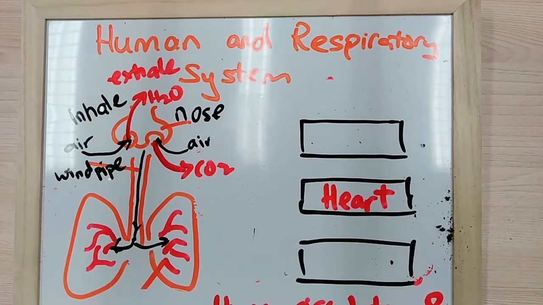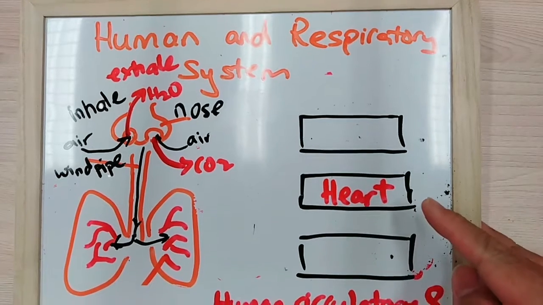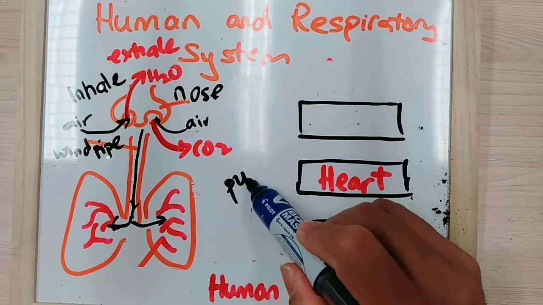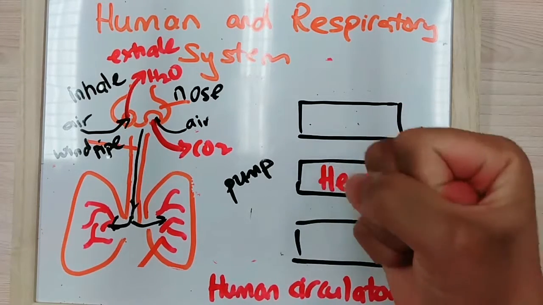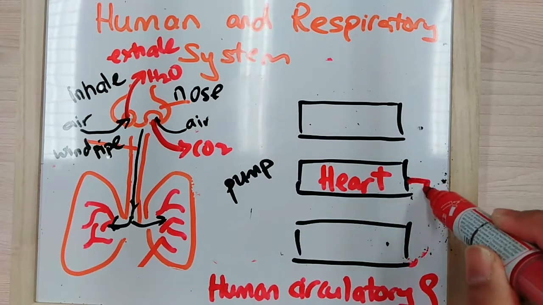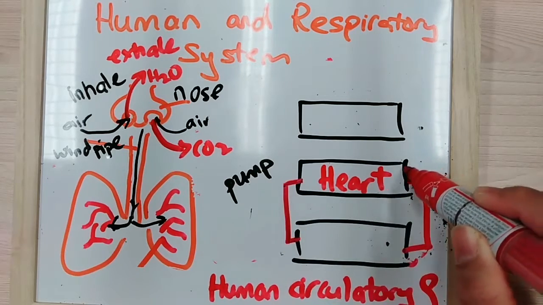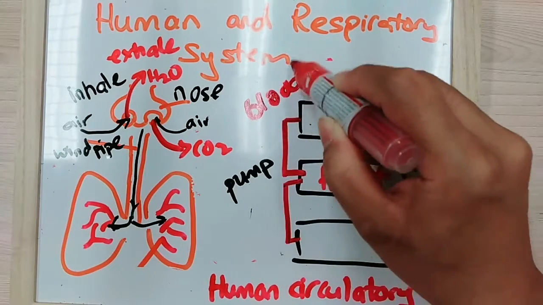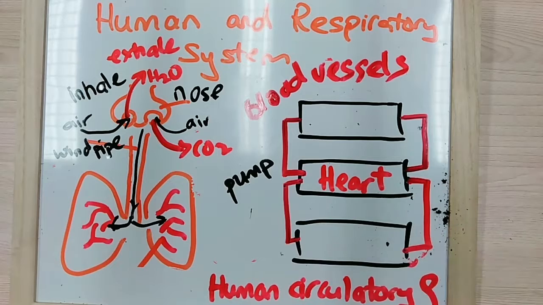The heart is a key part of the human circulatory system. It acts as a pump that pumps blood through the body. And how does the blood get to our body through pumping? Well, there are lots of blood vessels. So these red lines here represent blood vessels. So there you have it. These are the two main parts of the human circulatory system: blood vessels and the heart.